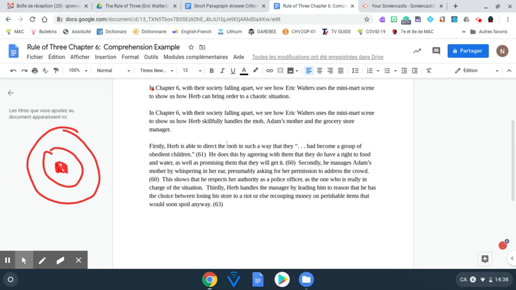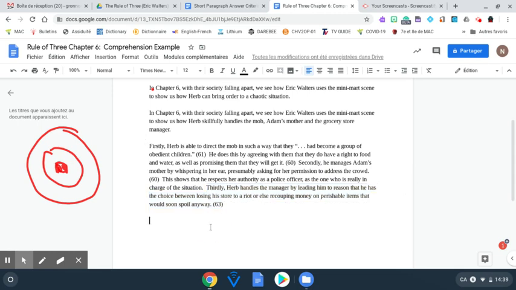And all of this, if we look back on it, points back to our introductory sentence. So our introductory sentence talks about how either Herb brings order to a chaotic situation, or to state it another way, how he handles the mob. And that's this part right here. So that points right back to that topic sentence. How he handles Adam's mother. Again, that points right back to our topic sentence. And third, how he handles the store manager, which then goes right back to our topic sentence.